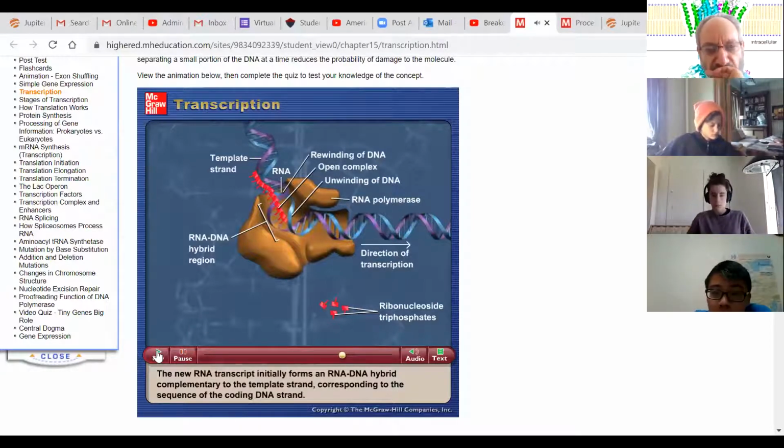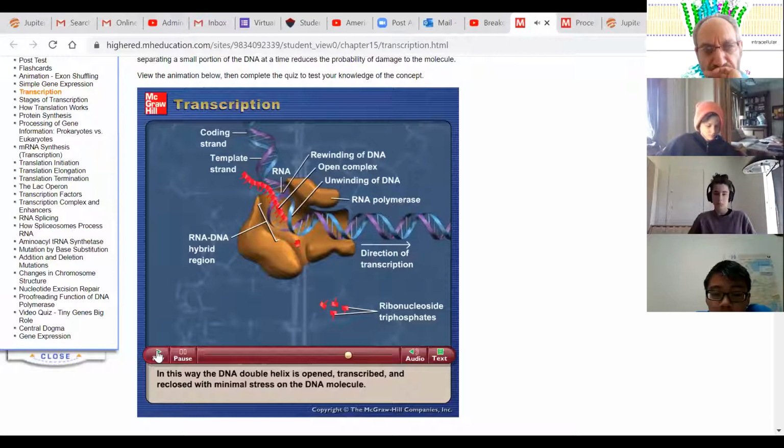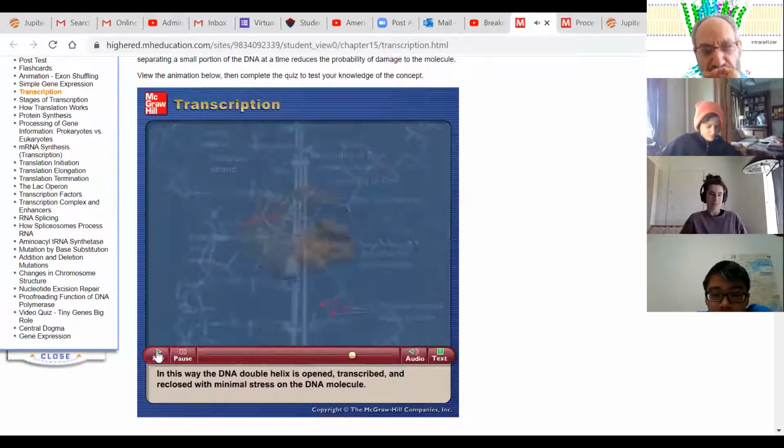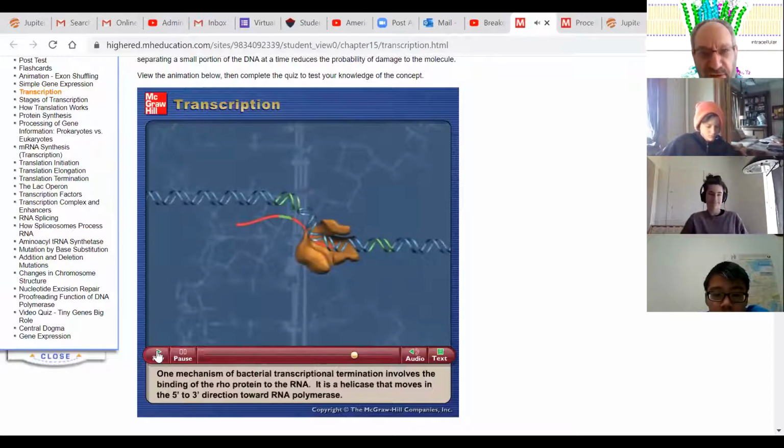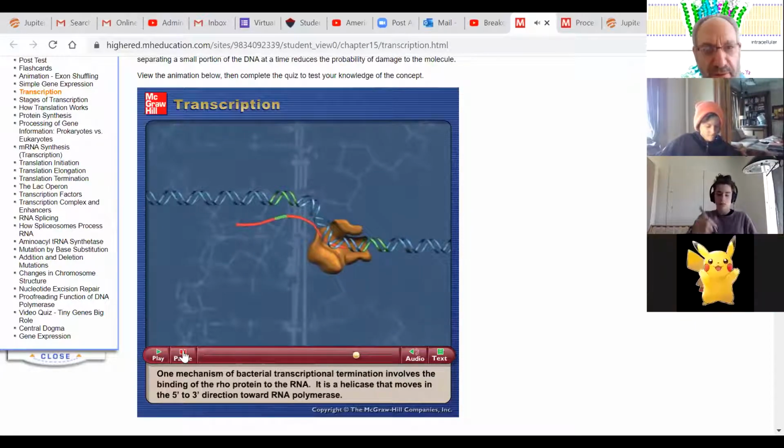The RNA corresponds to the sequence of the coding DNA strand. In this way, the DNA double helix is opened, transcribed, and reclosed with minimal stress on the DNA molecule. Now we're going to get to termination. Mechanism of bacterial transcriptional termination.